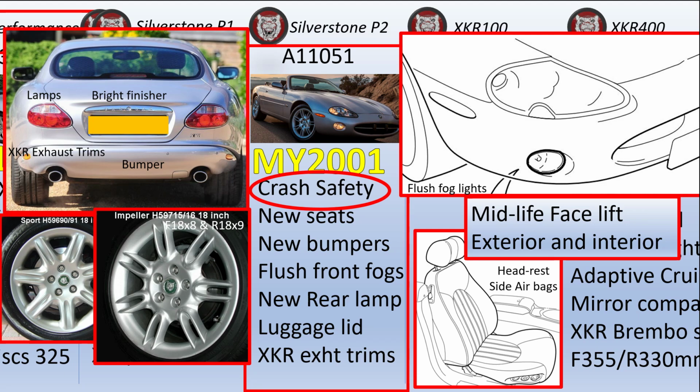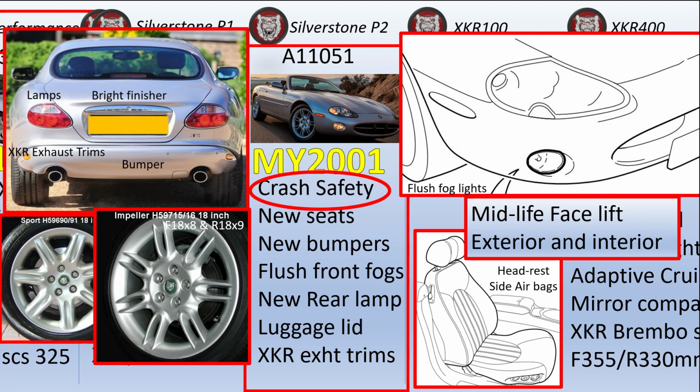This meant that the towing hitch had a little cover. You can see that on the right. And the XKR got its own exhaust trim. So up to this point, the XKR had shared the same exhaust trims as the XK8, but now it got bigger ones, and the ones it actually really needed. Also in this model year, it saw the end of the flute alloy wheel. This was replaced as standard by the impeller. Again, 18x8 front, 18x9 rear.